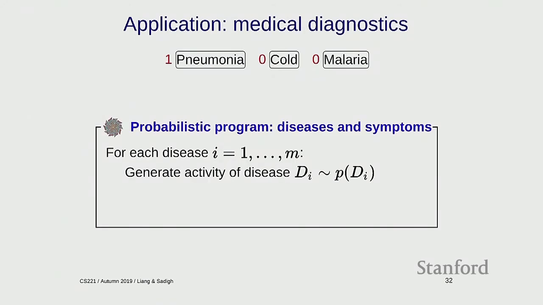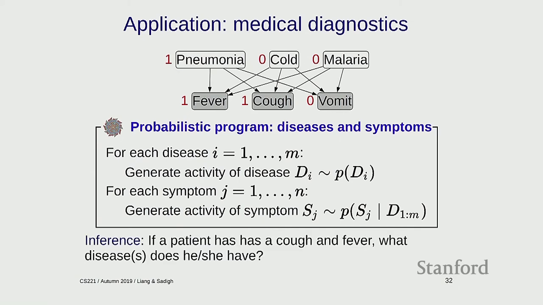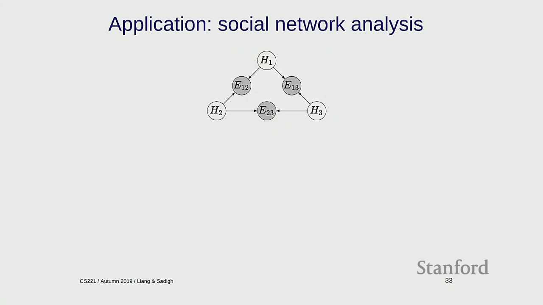So here's one that's a generalization of the medical diagnostics example on the board. In general, let's say you have a bunch of diseases. You generate the activity of a particular disease in a patient according to some prior distribution. And now, for every symptom that you might observe or any sort of lab test, you have the probability of some outcome of that symptom given the diseases. And of course, the probabilistic inference question here is, if a patient has particular symptoms, what kind of diseases or problems does he or she have? Okay, so I think this is maybe the final example.